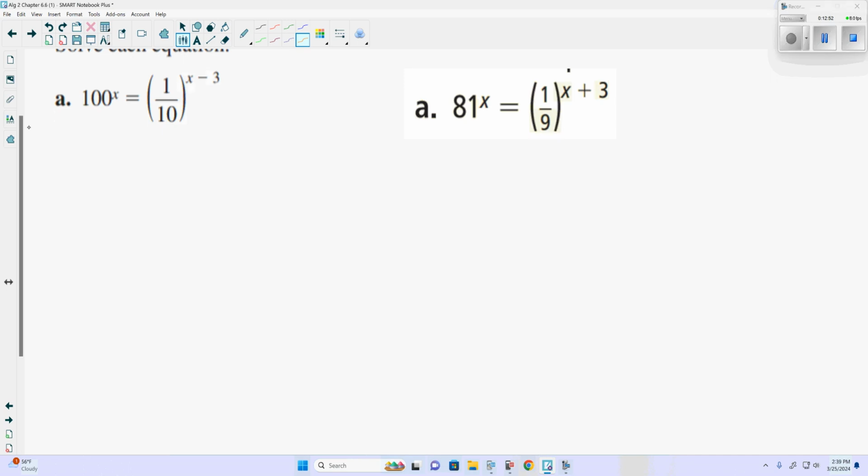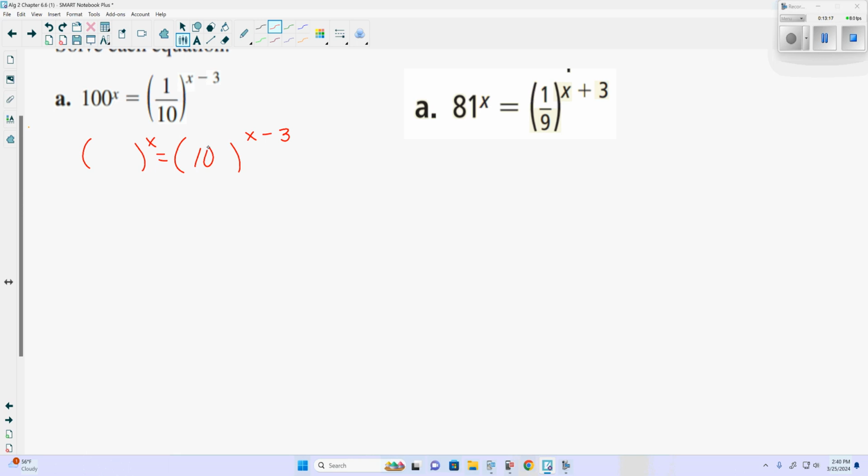Now the next one we have is 100 to the x is equal to 1/10 to the x minus 3. Now we need to get both of these bases to be the same. And the first thing I would do is move that 10 from the bottom of the fraction to the top, because it's going to be easier to work with non-fractional numbers.